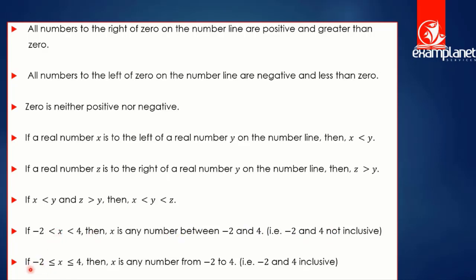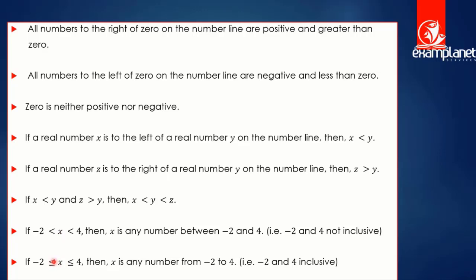If you have something like this, minus 2 is less than or equal to x, less than or equal to 4, then your x is any number from minus 2 to 4 because of this equal to. Can you see the difference? Here there's no equal to, so that's why it doesn't include minus 2 and 4. But now that you have equal to here, then it includes minus 2 and 4. So that means my values of x, if my x is an integer, will be minus 2, minus 1, 0, 1, 2, 3, and 4. So minus 2 and 4 inclusive. Okay, so that's what you must understand here.